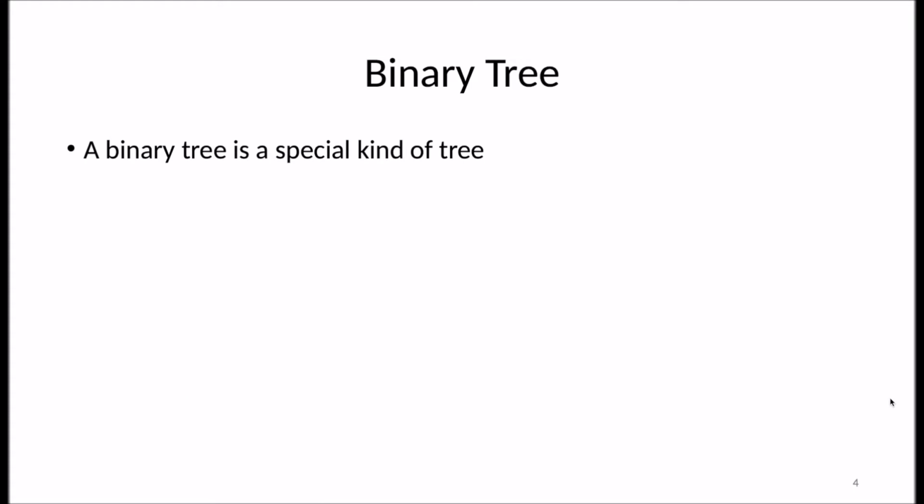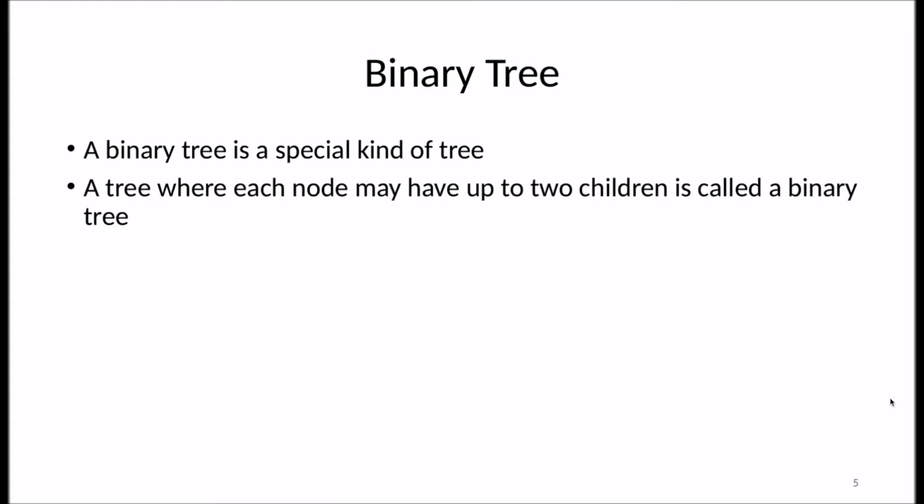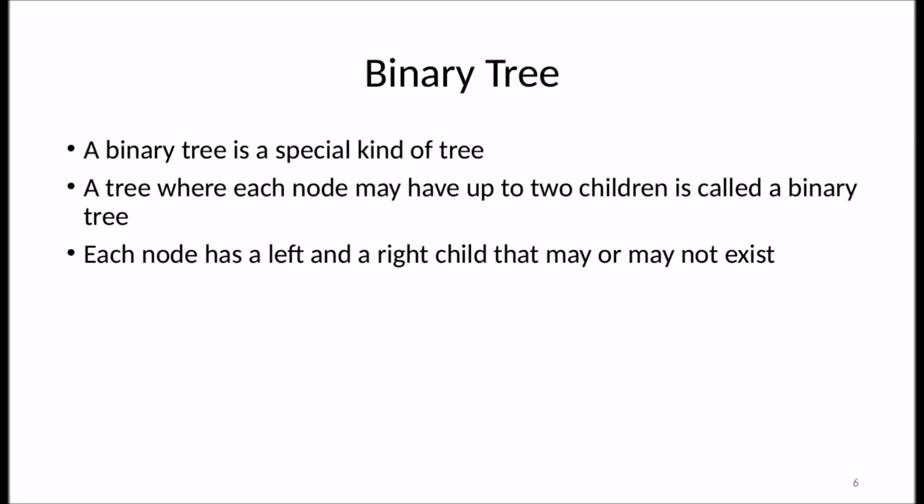A binary tree is a special kind of tree where each node may have only up to 2 children. The children are typically referred to as left and right child, which may or may not exist. Some nodes in a binary tree may have only a left child, where other nodes may have only a right child, and the leaf nodes don't have children at all.